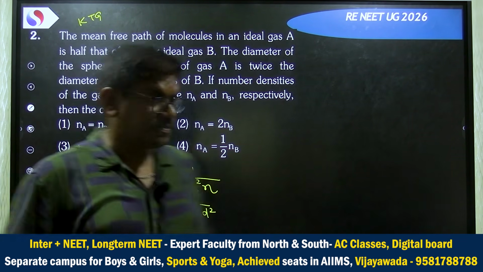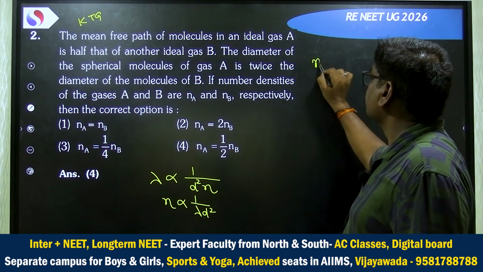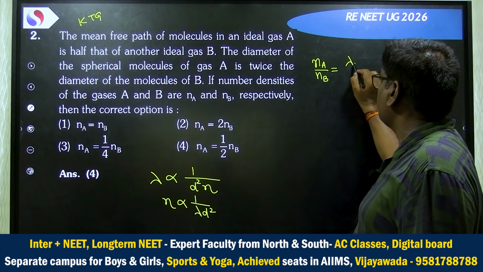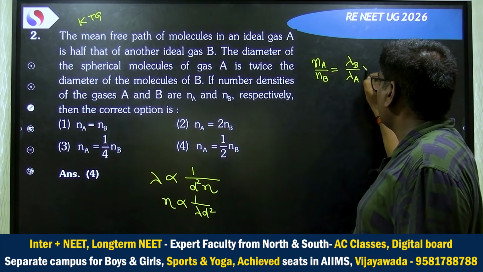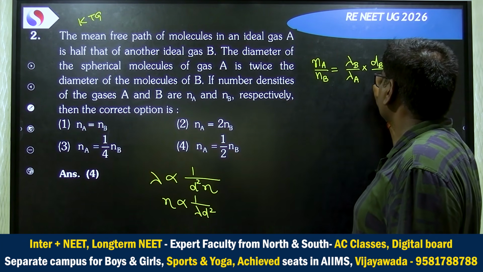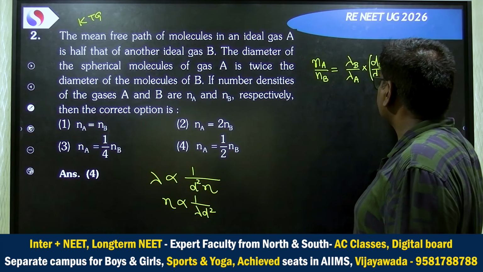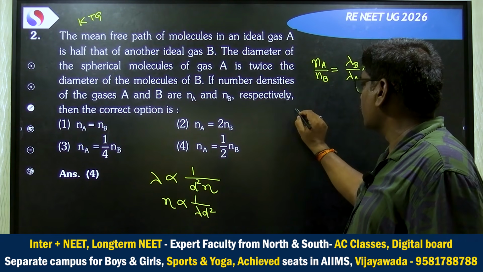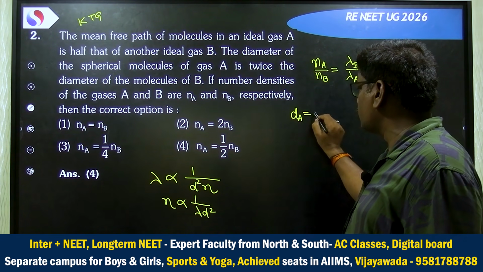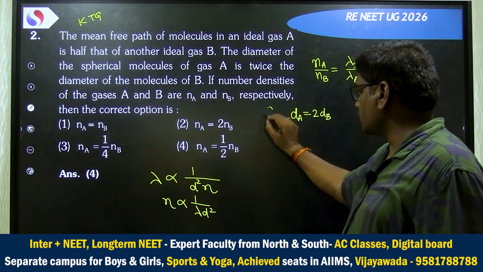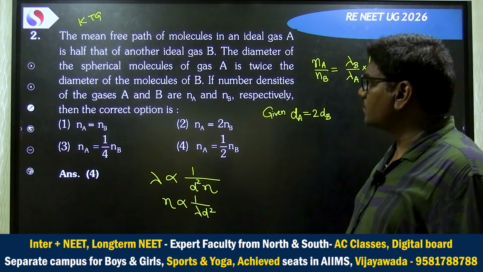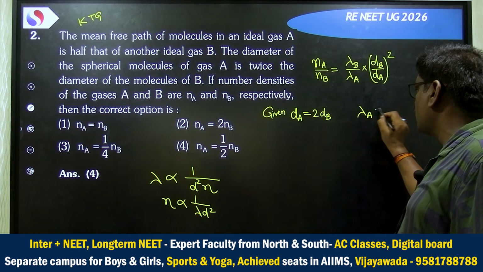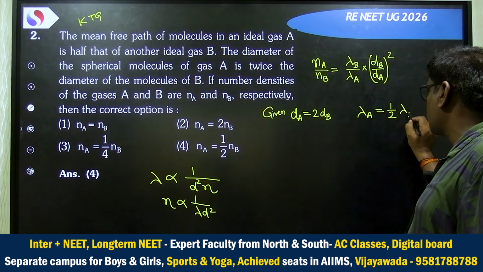And to find out this Na by Nb, Na divided by Nb, what we can do, we can say this is lambda b by lambda a into (db by da) whole square. As given in the question, the diameter of the spherical molecule A is twice the diameter of the molecule B. Also, the mean free path of the molecule A is half of the mean free path of the molecule B.